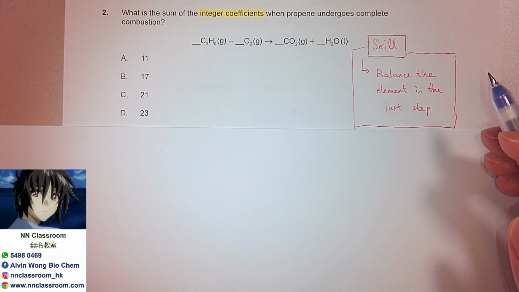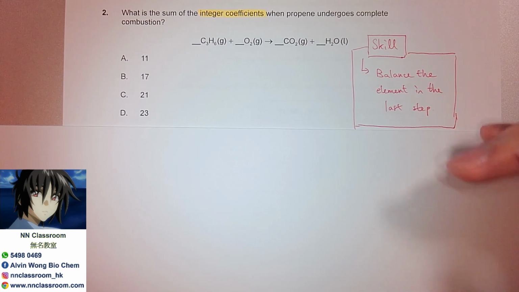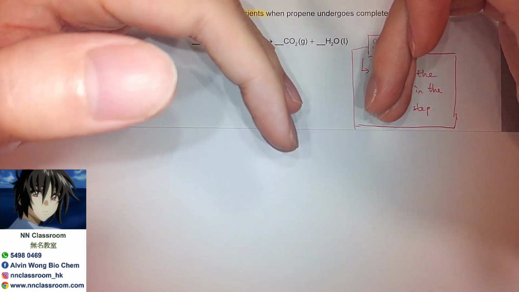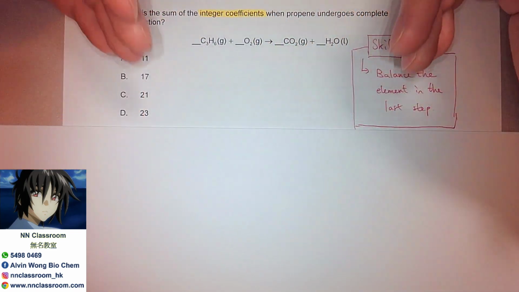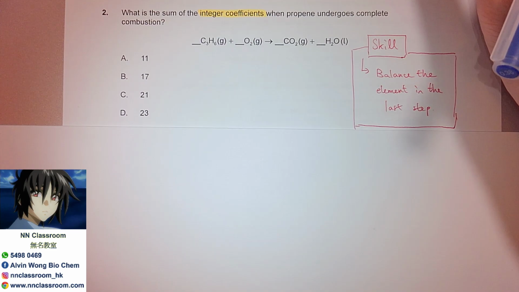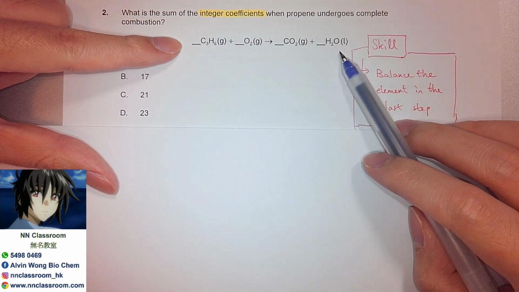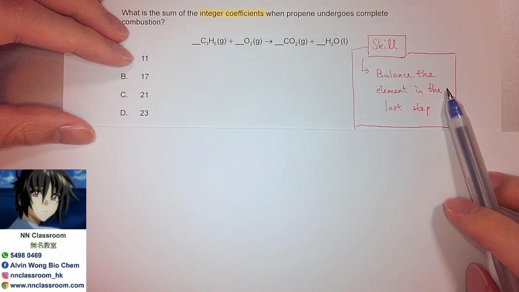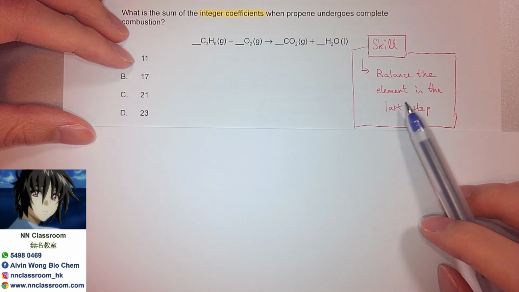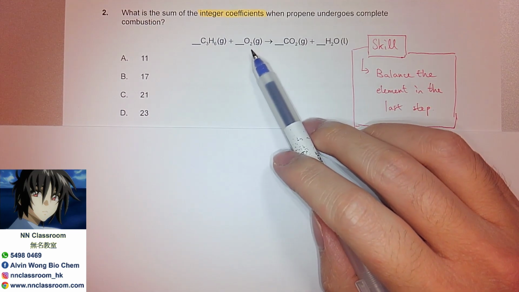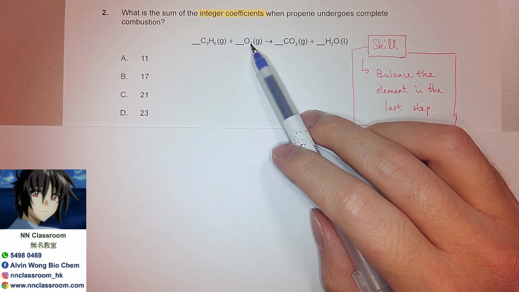And quite a lot of students have heard from teachers that we should construct a table and put all the elements on the left and all the elements on the right and make them compensate and balance. I think that's a bit more time consuming. So for me, I will still simply base it on the equation template, and I will apply the skill, and that is balancing the element, remember, in the last step. In this case, that means oxygen. We handle it finally, right?